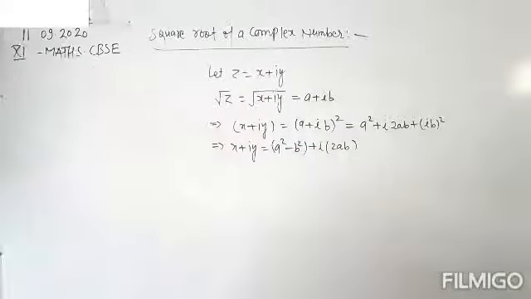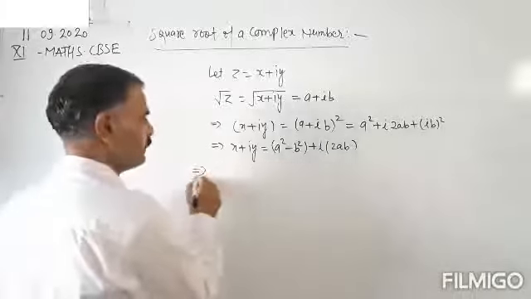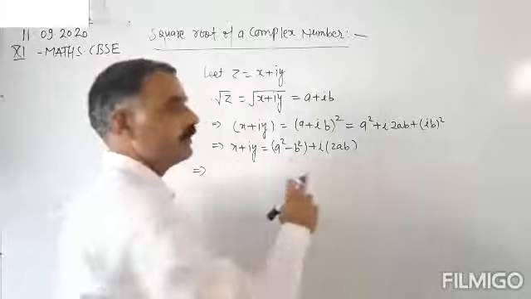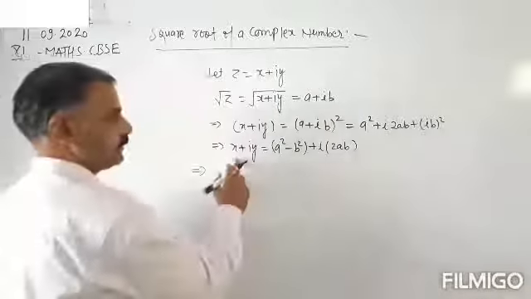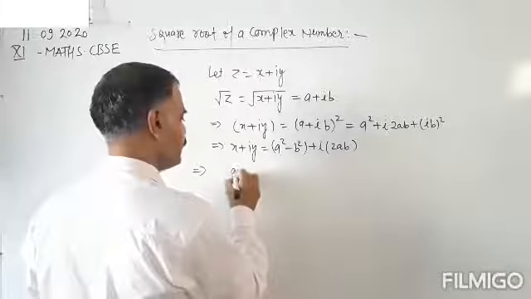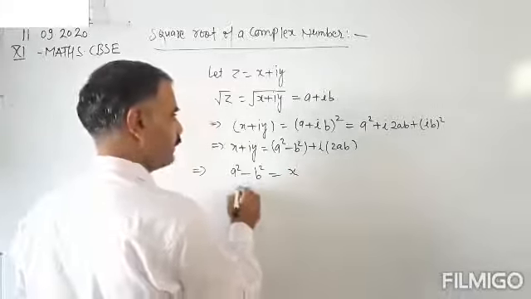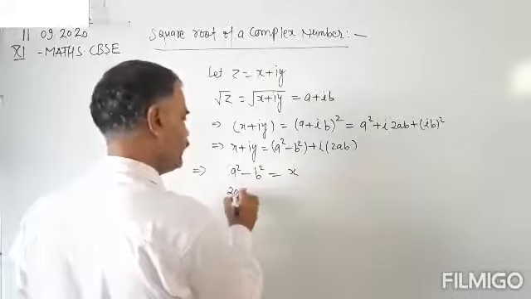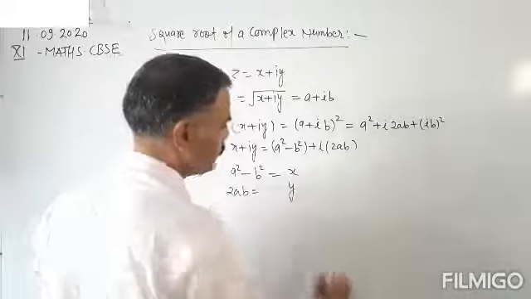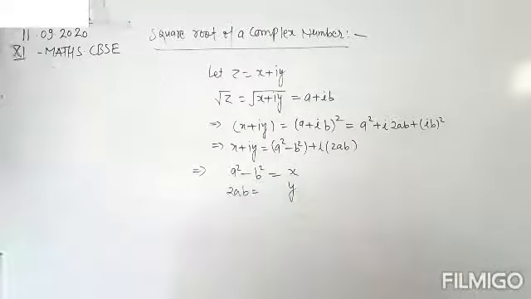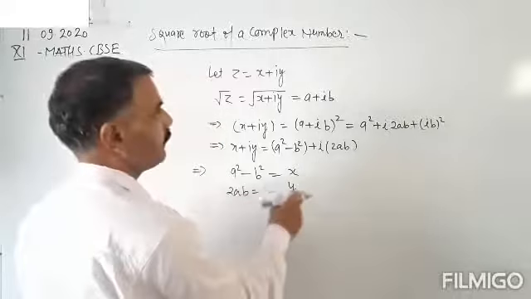Okay, so comparing both sides, real part will be equal to real part, that is a square minus b square equals x, and 2ab equals y. So a square minus b square equals x and 2ab equals y.